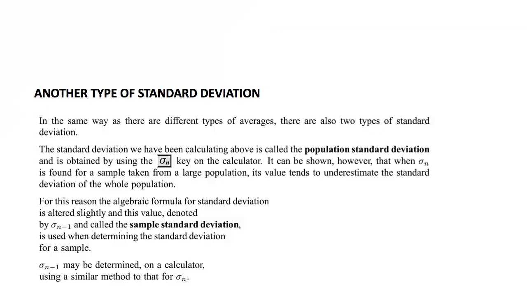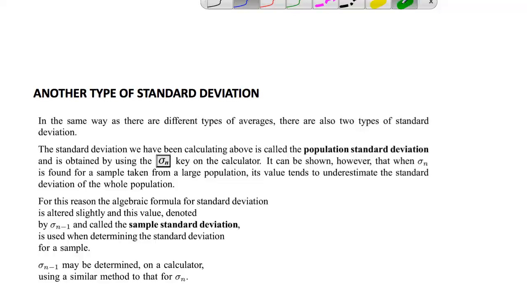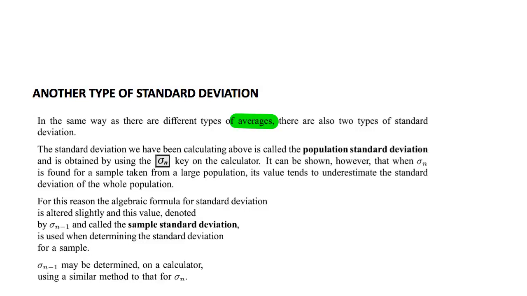It says here, and I'll just get a highlight again for us here, that in the same way as there are different types of averages, now by that we mean that you could have had measures of central tendency. So you could have the mean, which measures middleness. You could have median, also measures middleness, and mode. All right. There are also two types of standard deviation.